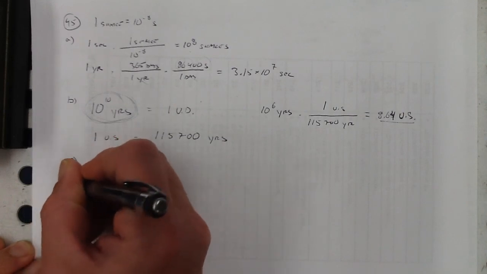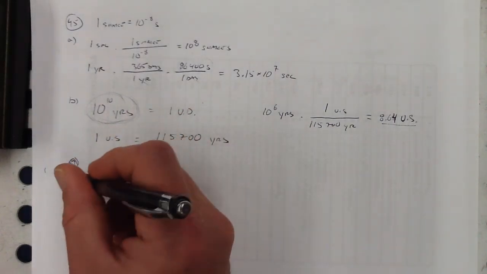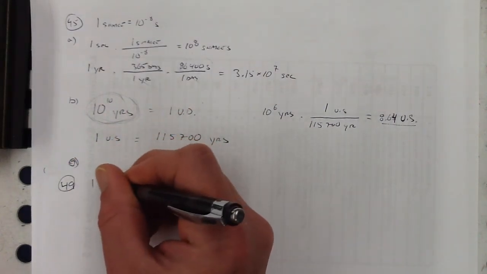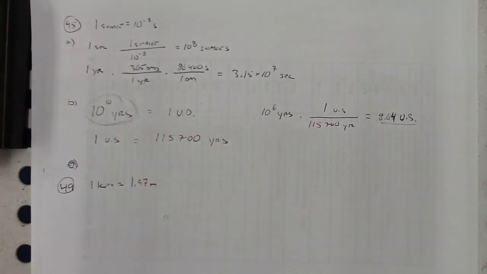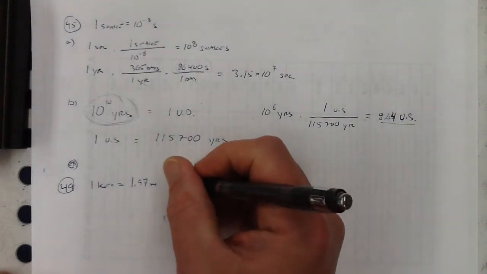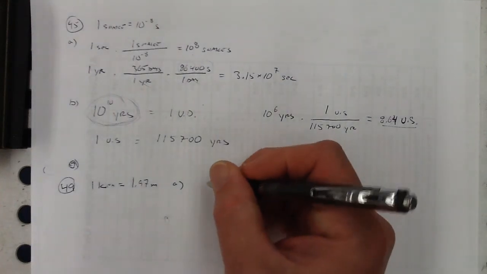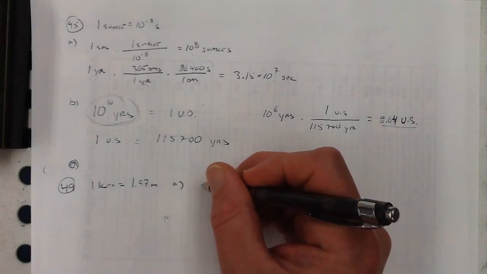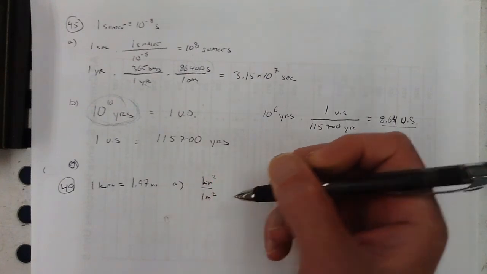So moving on, last one, which is number 49. A traditional unit of length in Japan is the ken, and 1 ken is equal to 1.97 meters. What's the ratio of square kens to square meters? Cubic kens to cubic meters? The volume of a cylindrical water tank with blah, blah, blah. Okay, let's crank out A and B first. So what's the ratio of square kens to square meters? So I would like to know what is the ratio of a square ken to a square meter.